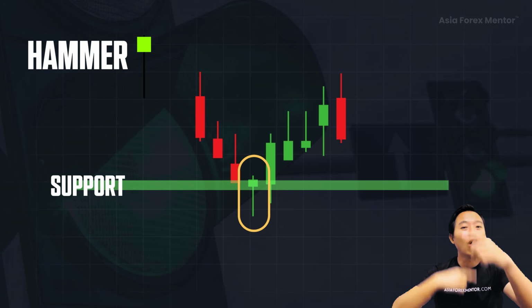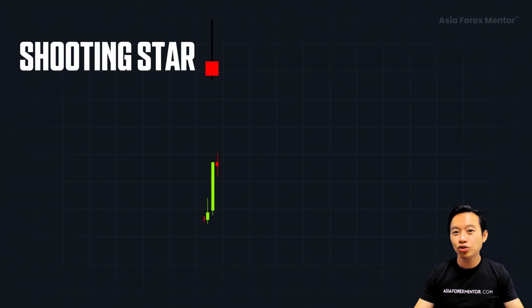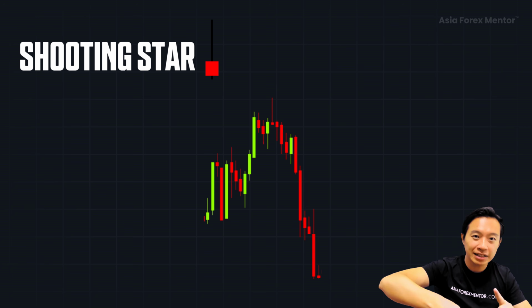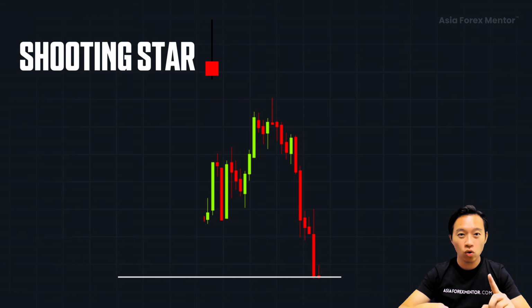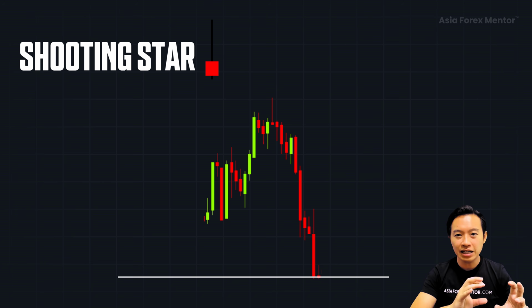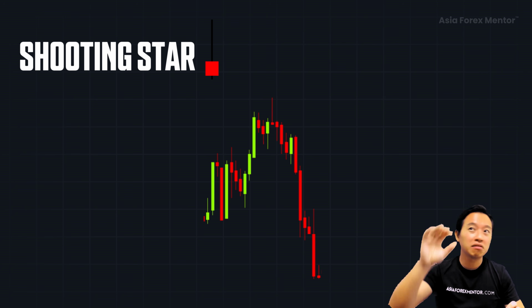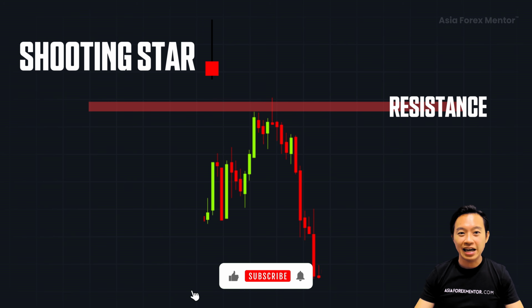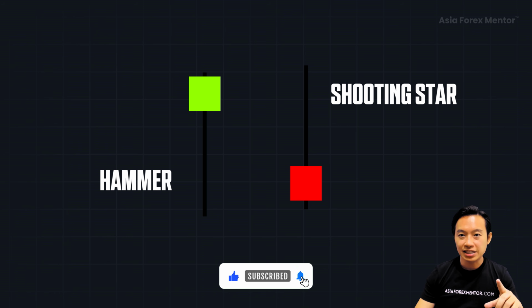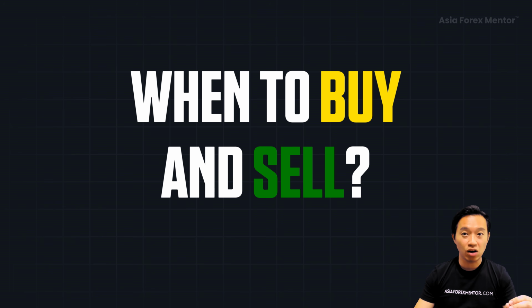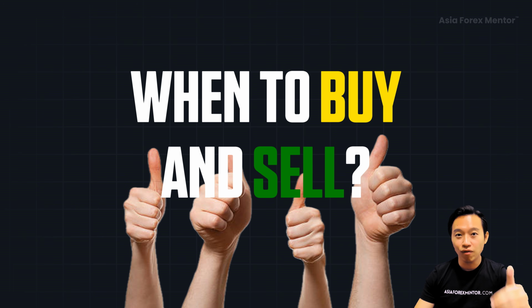Now the opposite is a shooting star. So what is the shooting star? It is the opposite. Price goes up, then the sellers bring it back down and slam it below. So it's a clear sign of rejection. Same thing, you don't just enter blindly. You want to find it at the right spot, with a key resistance level, for example. That's where it matters. Get it? So the hammer and the shooting star are great, powerful tools for you to determine when to buy and sell as an added confirmation.